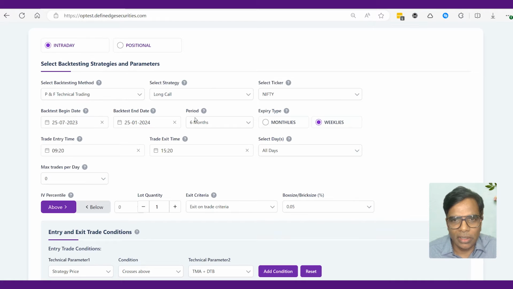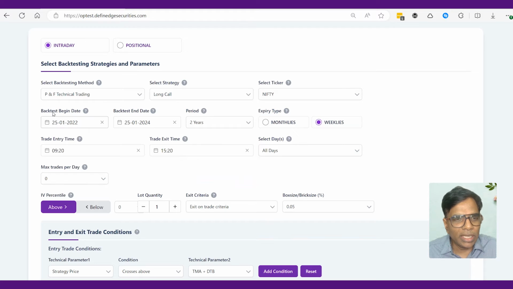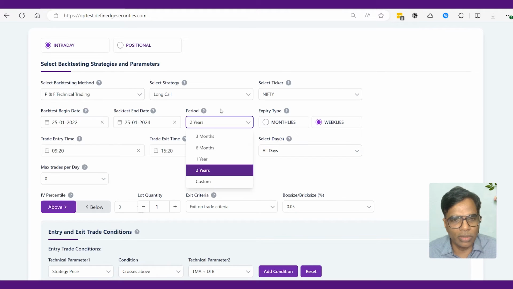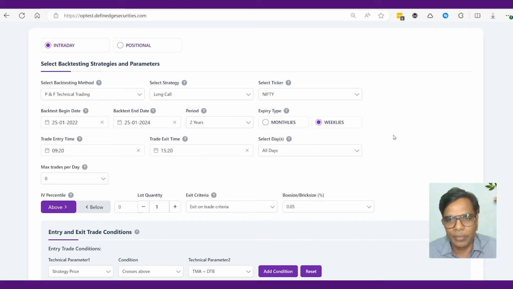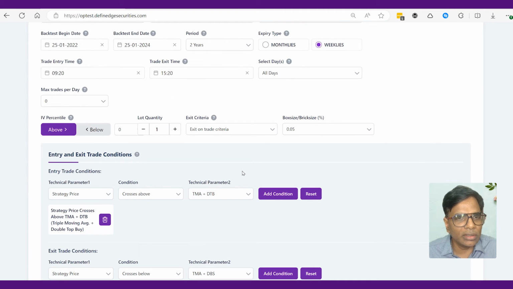and for intraday. Okay, and then here you can choose different backtesting periods. Now here I am going to choose the last 2 years, and automatically it will choose your begin date and end date as per which period you check. And then expiry type, like do you want to use monthlies or weeklies for this intraday backtesting method? So we will choose weeklies, where we have good liquidity and good premiums.